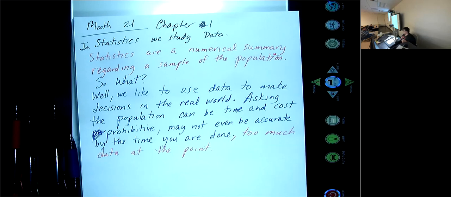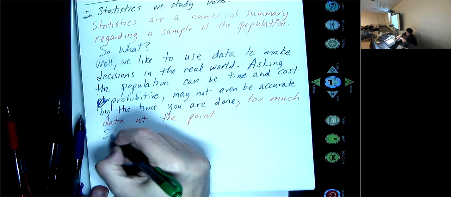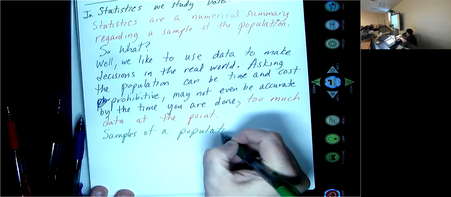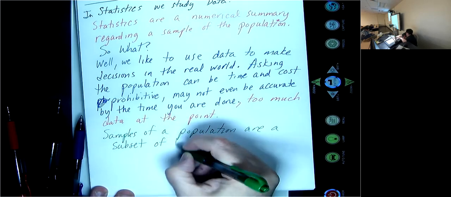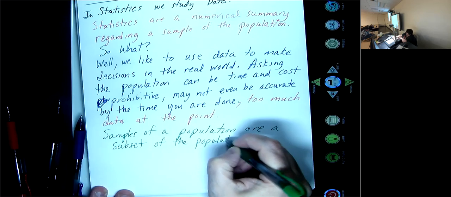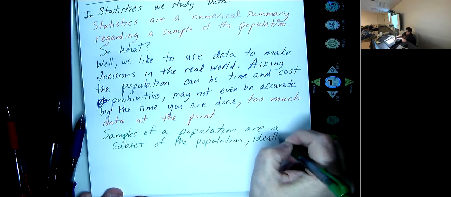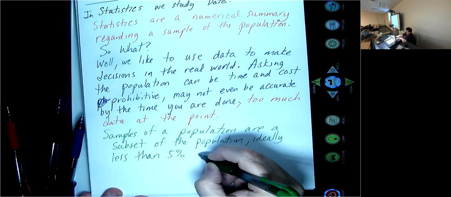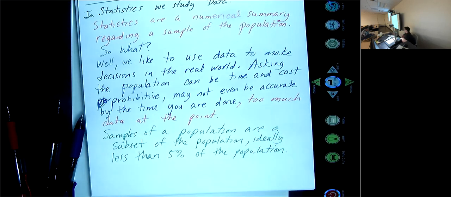So we like to sample populations. A sample is just going out and asking a group of people. A sample is a subset of the population. And get this, ideally, less than 5% of the population. There's a number, I added that in. Less than 5% of the population. We'll talk about that a lot later, but I'm throwing it in now.